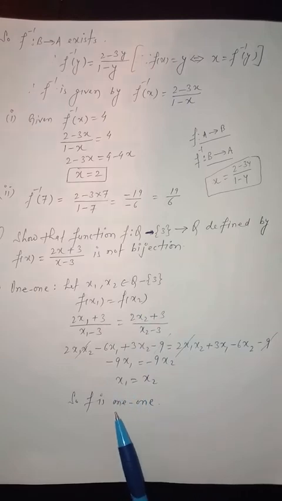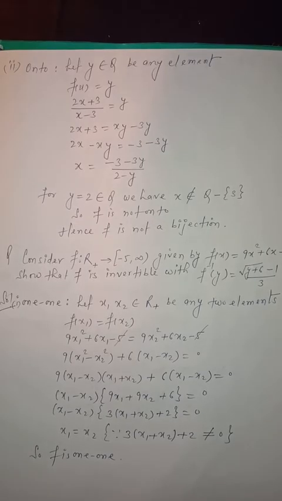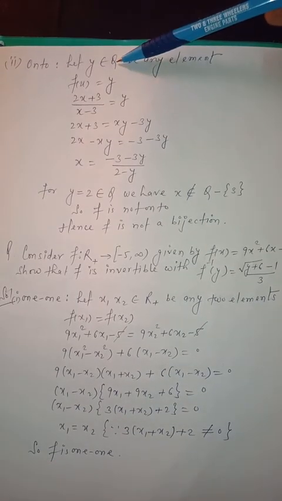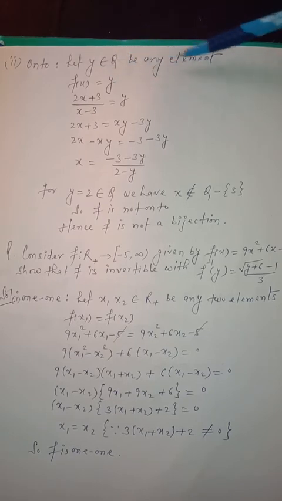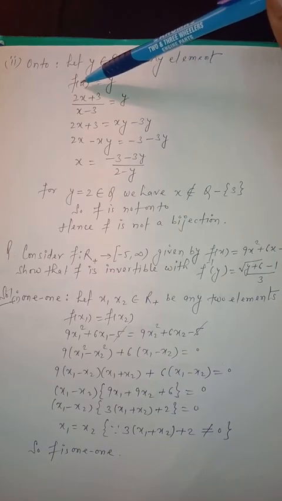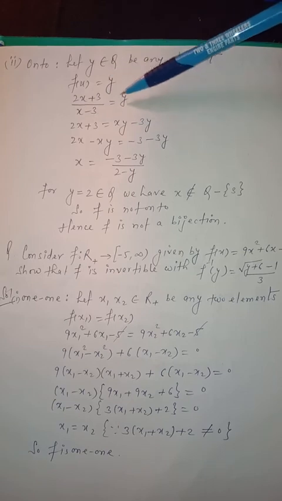It means this function f is one-one. Now for onto, assume this y belongs to Q, because this Q is actually set B, and this y belongs to Q, be any element such that y is equal to f(x), and the value of f(x) is (2x+3)/(x-3), and it should be equal to y.